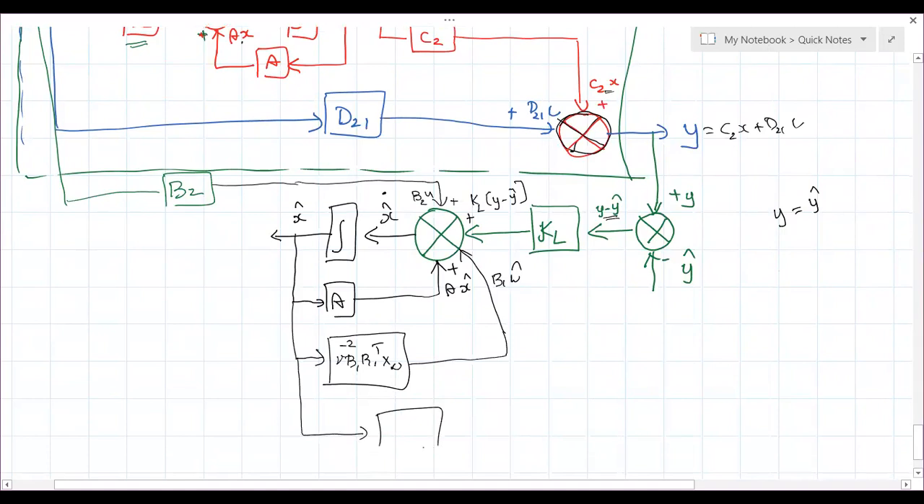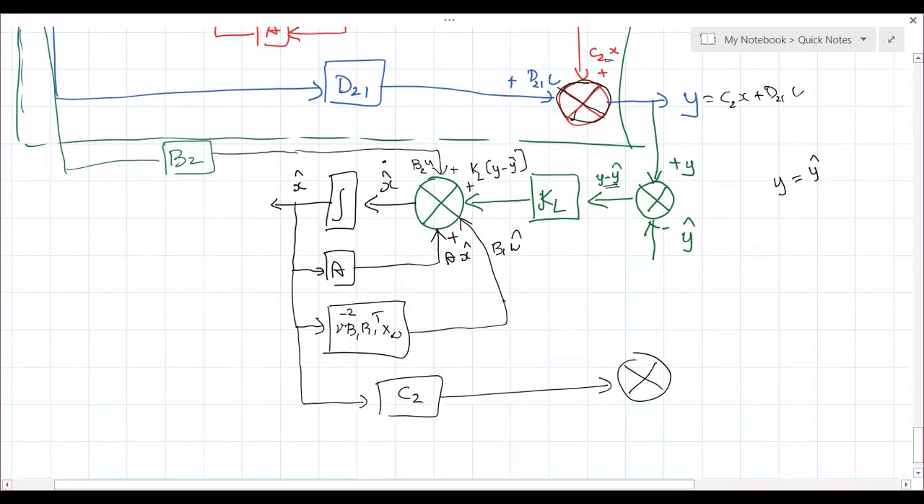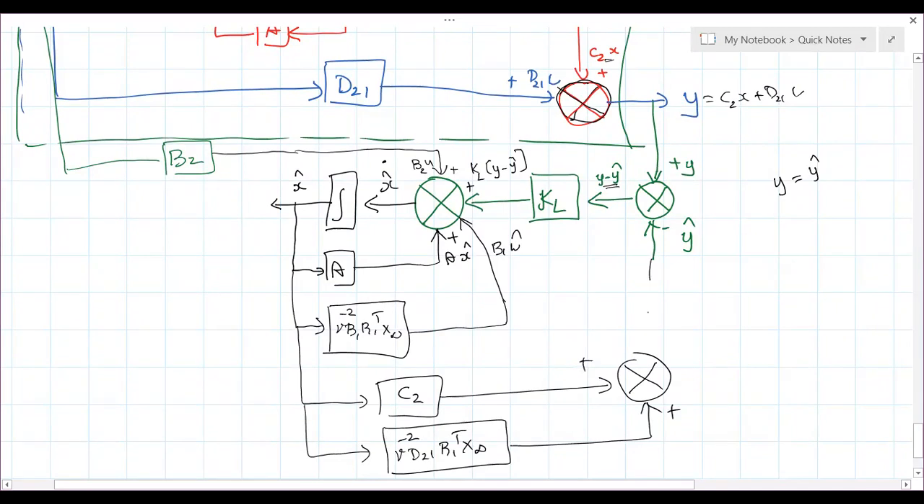This is C2. Okay. It should go to a summing point. From here, there will be another branch: gamma raised to minus 2 D21 V1 transpose X infinity. This is plus here. Okay, both are added, and this will be the Y hat part.